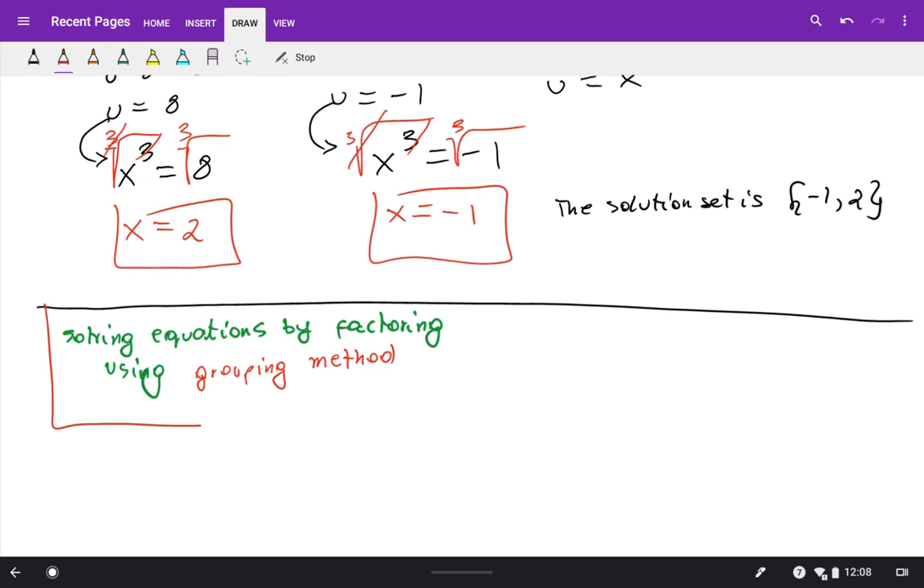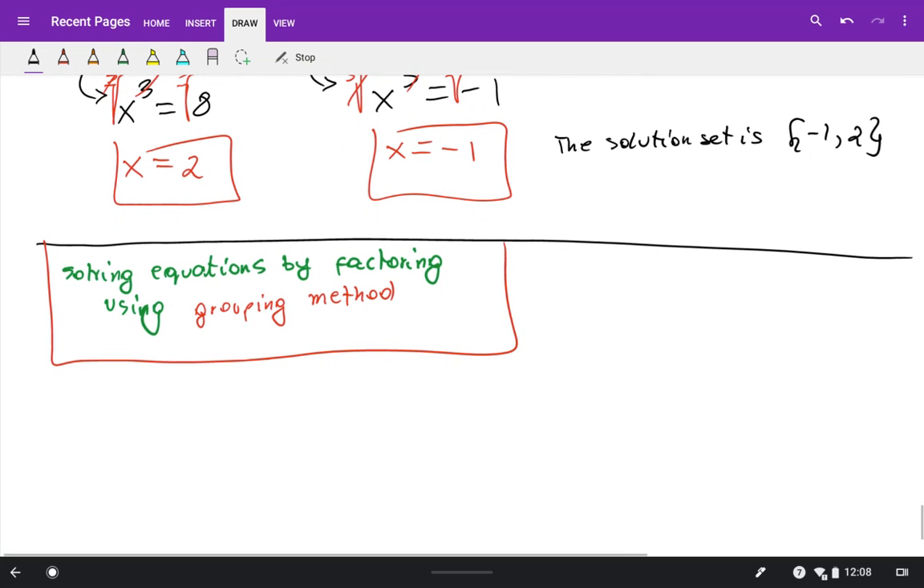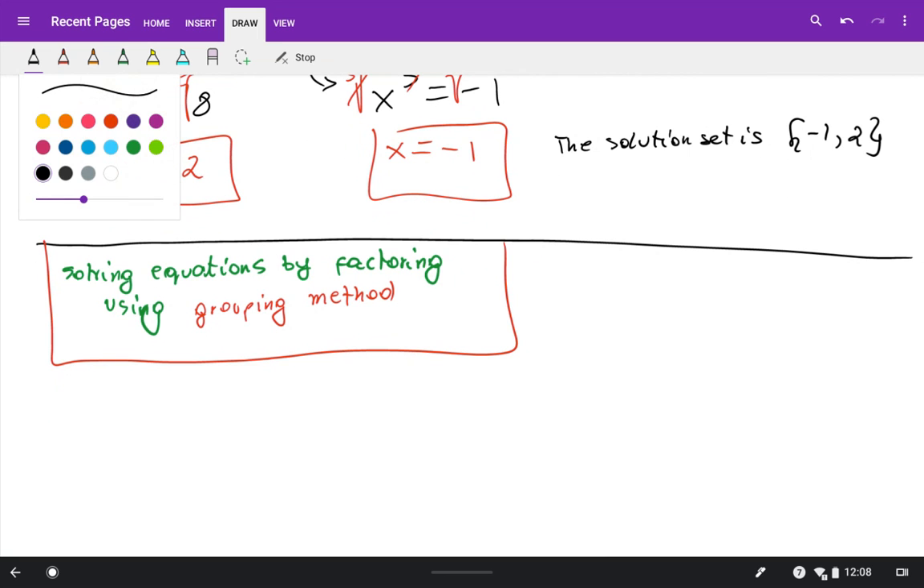Okay, so let me give you an example. I'm going to explain how to do it using an example, but usually we use the grouping method when you have 4 expressions, so it's easy to group, or 6 expressions, when you have an even amount of expressions in the equation. So you can put them in groups of 2.